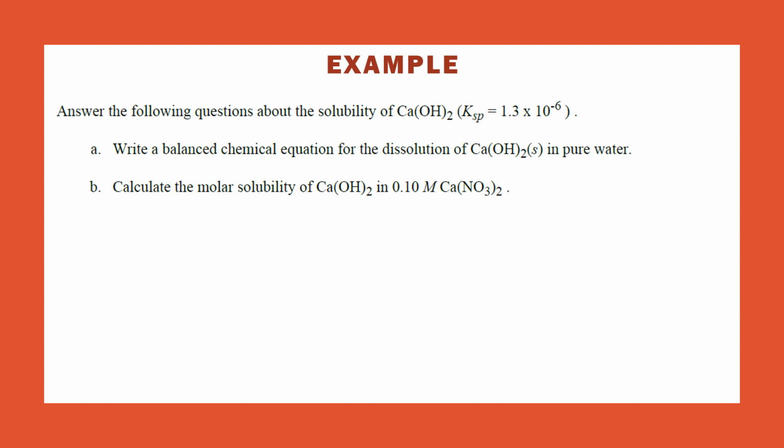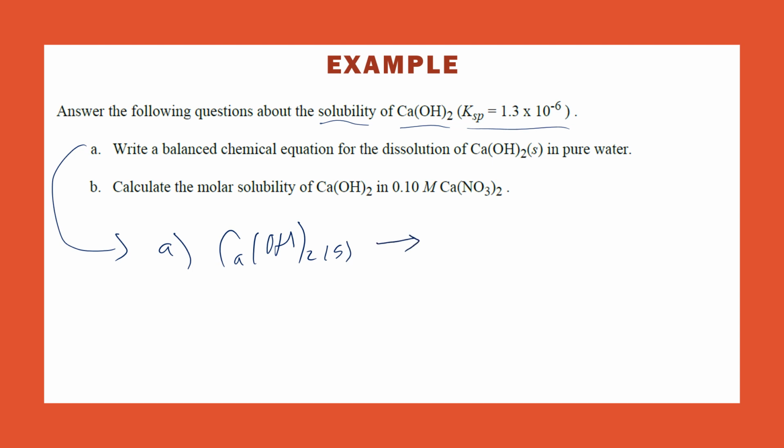Okay, so here's a different response question. We want to look at the solubility of calcium hydroxide, and it gives us a Ksp value. So I know this is going to have some Unit 4 information, but also some Unit 7. But A is definitely a Unit 4, writing a balanced chemical equation, dissolution of calcium hydroxide solid.